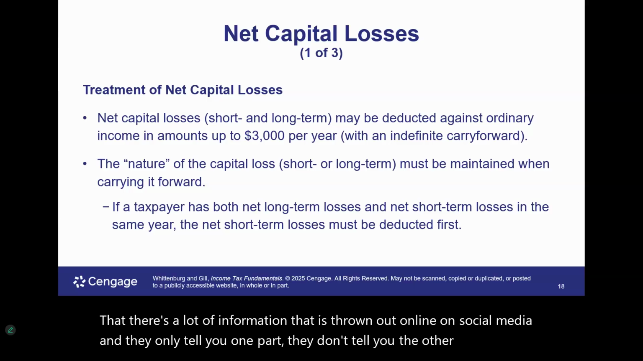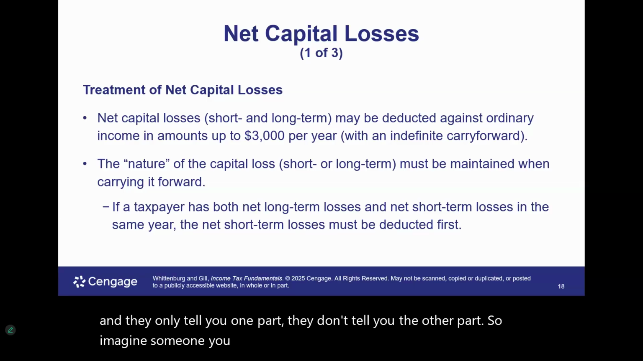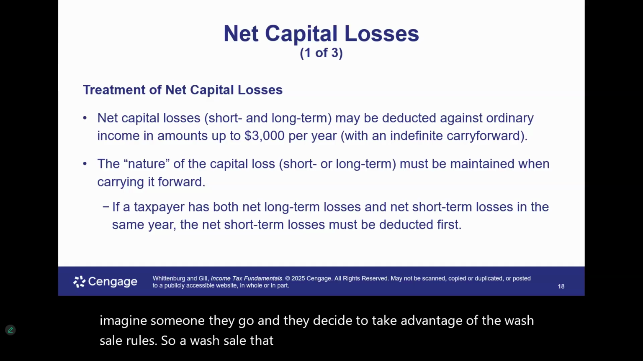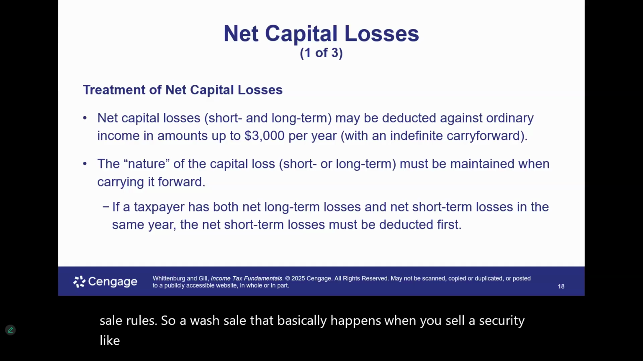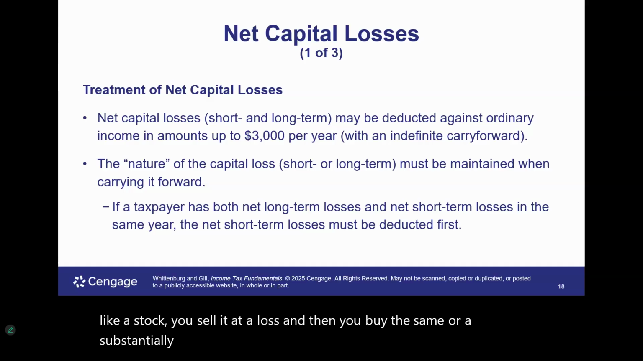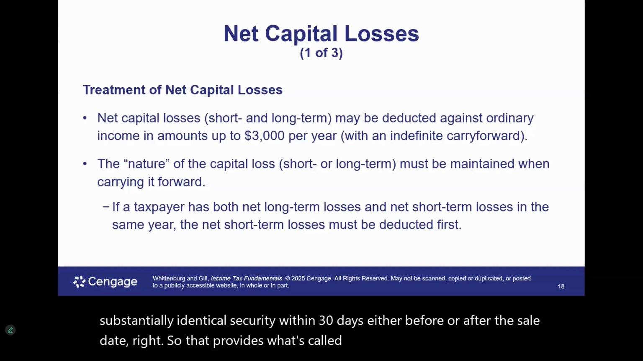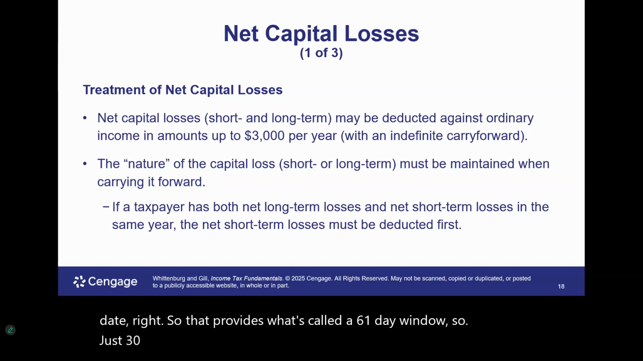So imagine someone decides to take advantage of the wash sale rules. A wash sale happens when you sell a security, like a stock, at a loss, and then you buy the same or a substantially identical security within 30 days, either before or after the sale date. That provides what's called a 61-day window: 30 days before the sale itself, and 30 days after the sale.